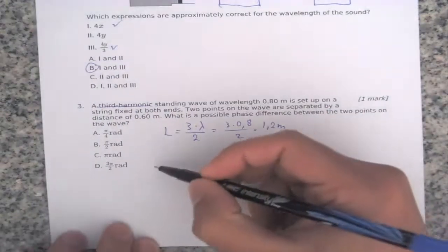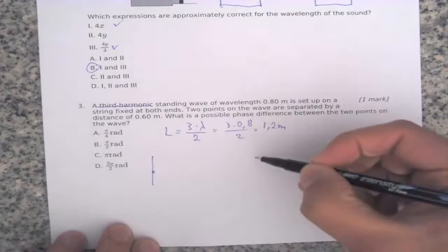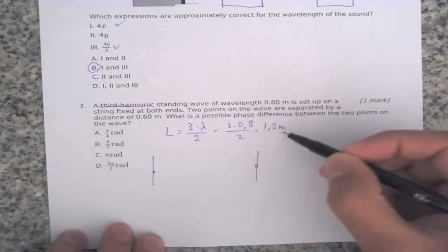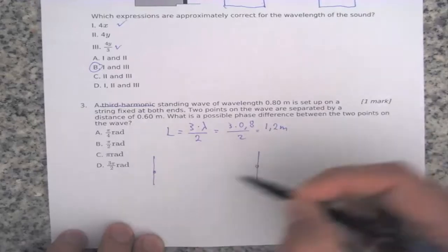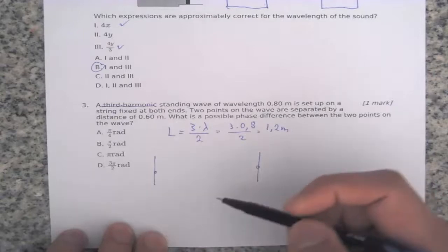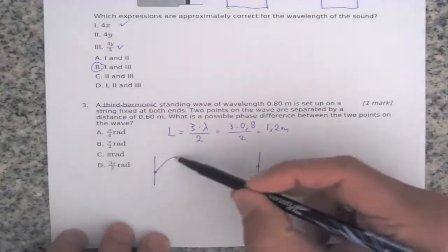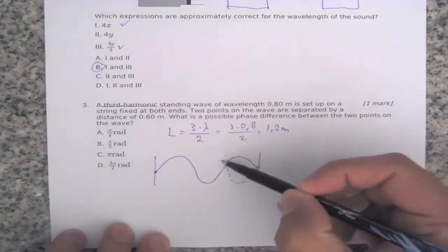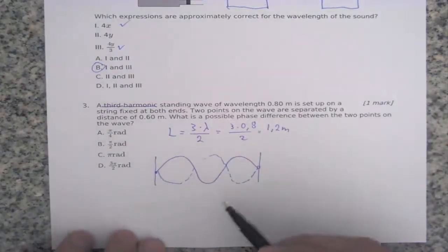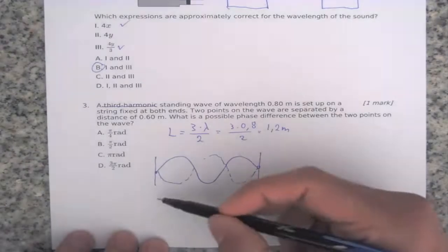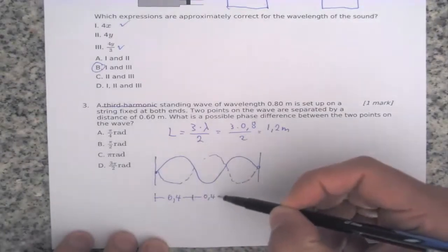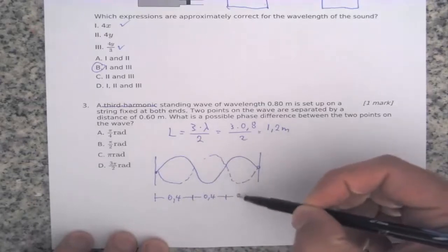So let's try to draw the situation here. Here is your string, the 2 fixed ends. We have the length to be 1.2 meters between the 2 ends. And also, we have the third harmonic, so we're going to have 3 loops. So this is the shape that I get in a string with both ends fixed and the third harmonic. So each loop has to have 0.4 meters distance between the nodes.